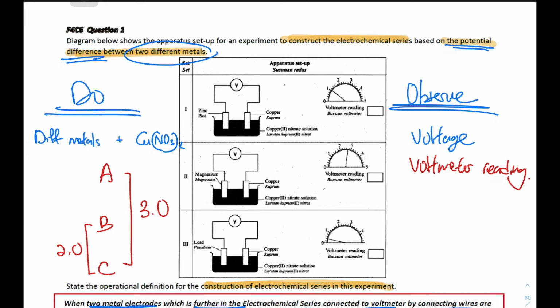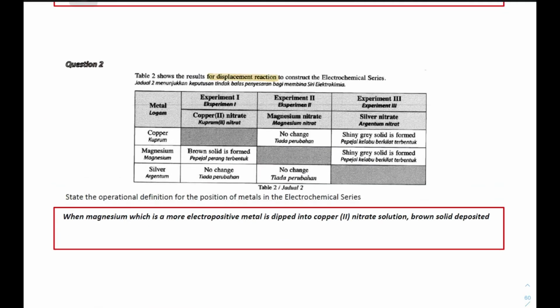So this is what I do. I put different metal into copper 2 nitrate solution. And then I say further, I compare it. Further, it's going to get a higher voltmeter reading. So this is my statement. Very simple. Next experiment. This experiment is about displacement reaction. So we are using displacement reaction to identify the position of metal in the ECS.